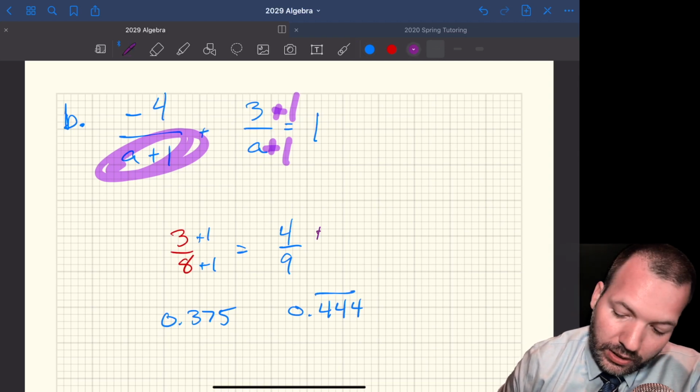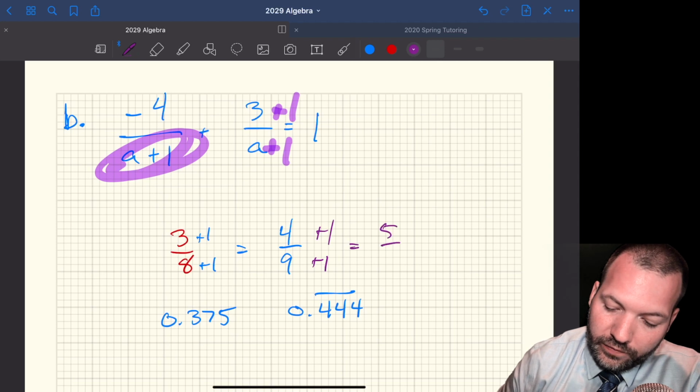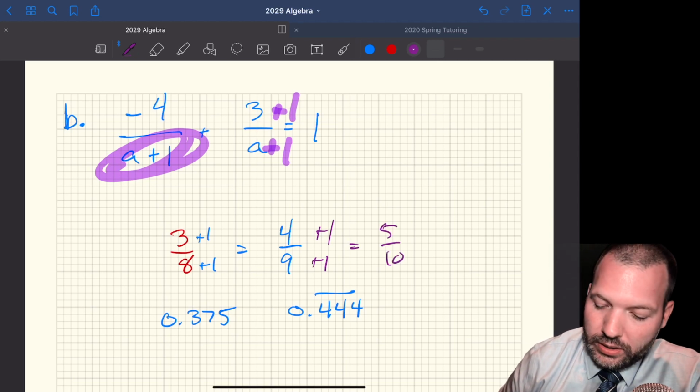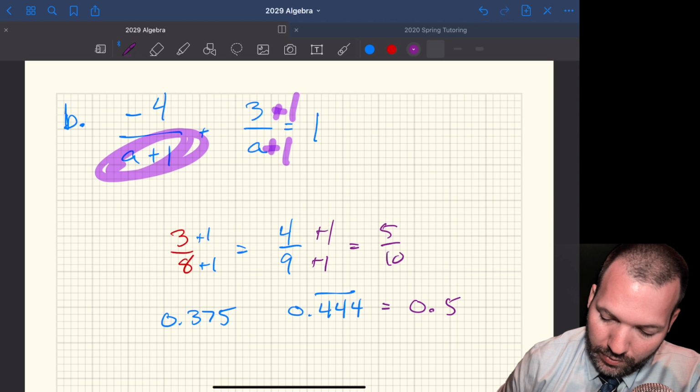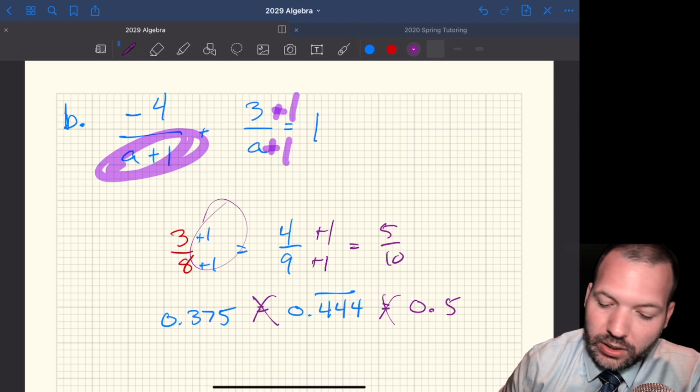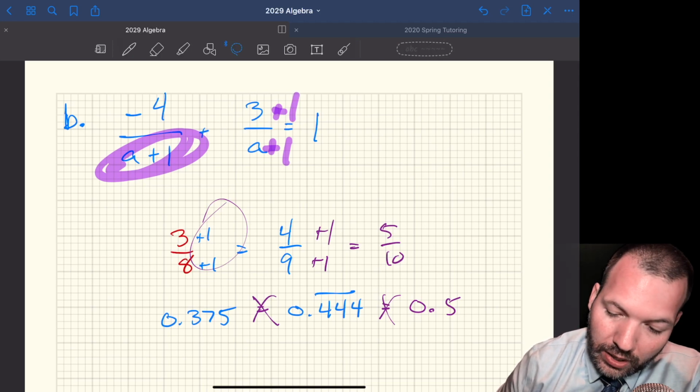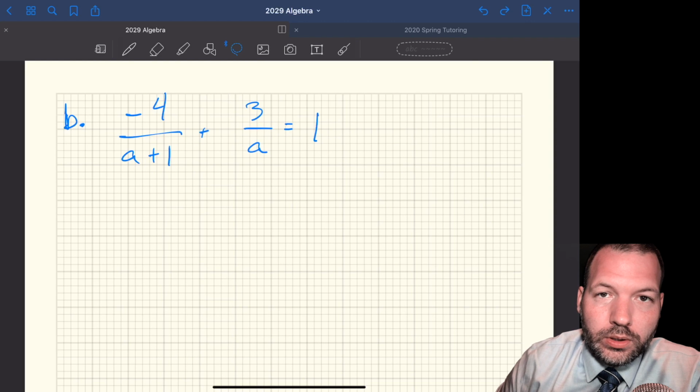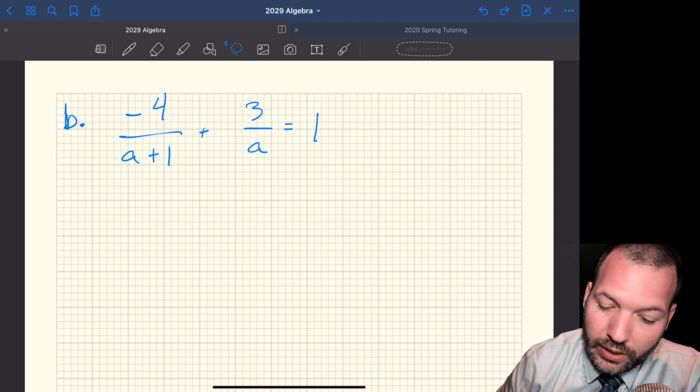Or if you did it again, let's add 1, you would get 5 over 10. Is this the same as 0.5? No, right? You cannot change fractions by simply adding something to the numerator or the denominator. What you have to do is make sure that they have a common multiple. That is, you're going to be multiplying things.